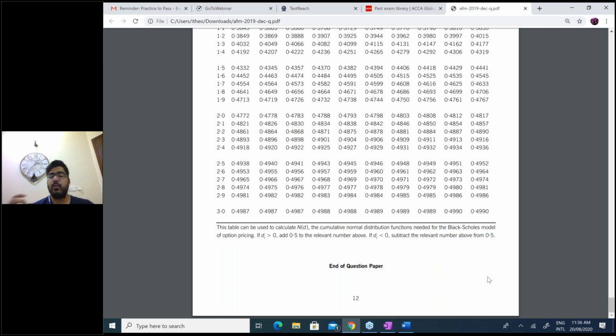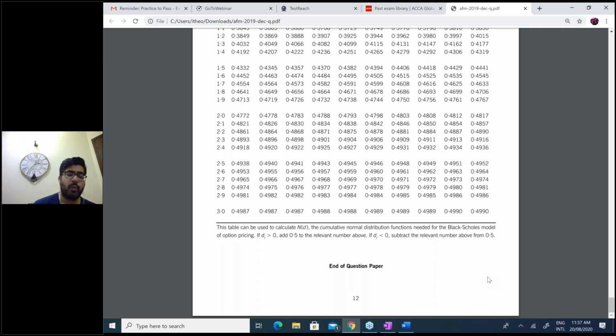Now, I will tell you what this means when we do the question, but the important thing is that this table can be used to calculate N(D), the cumulative normal distribution functions needed for the Black-Scholes model. If D is greater than 0, it's positive: add 0.5 to the relevant number. If D is less than 0, it's negative: subtract the relevant number above from 0.5.